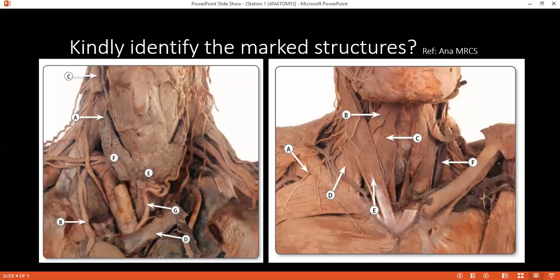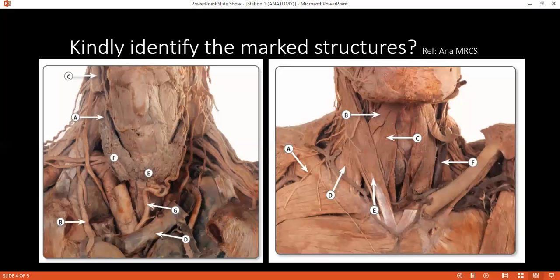What are the strap muscles? Can you name a few? There are superficial and deep strap muscles. In the superficial, there is the sternohyoid and the omohyoid superior belly, and in the deep ones, there is the thyrohyoid and sternothyroid.